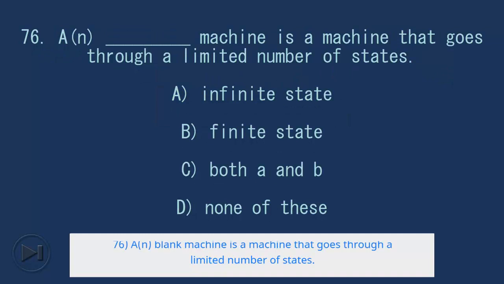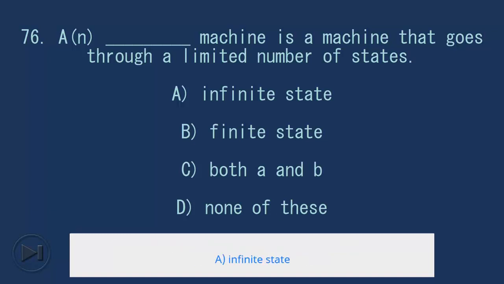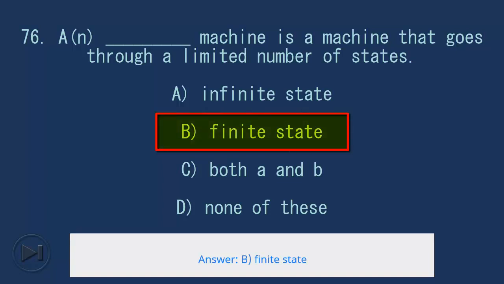76. A blank machine is a machine that goes through a limited number of states. A, infinite state. B, finite state. C, both A and B. D, none of these. Answer, B, finite state.